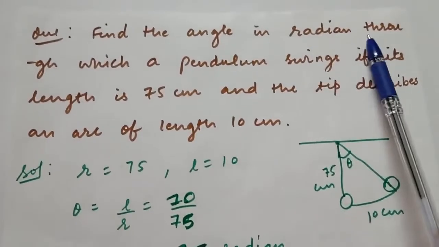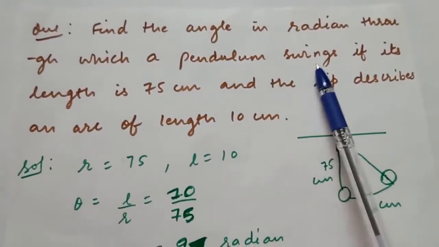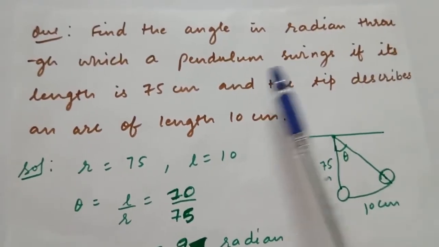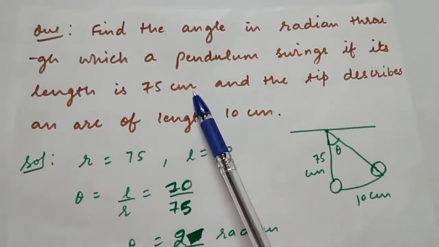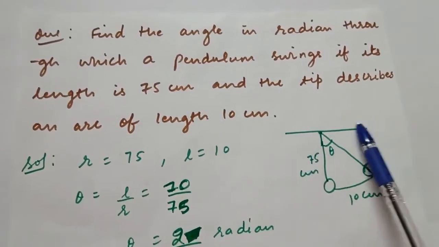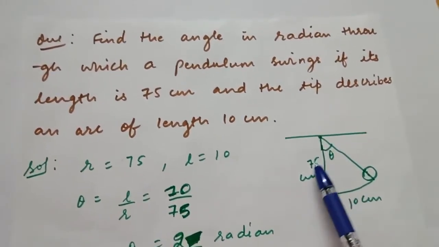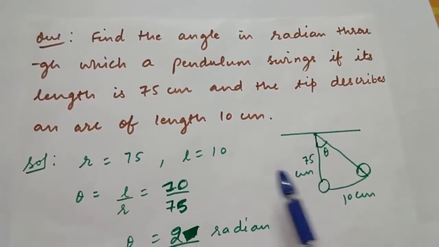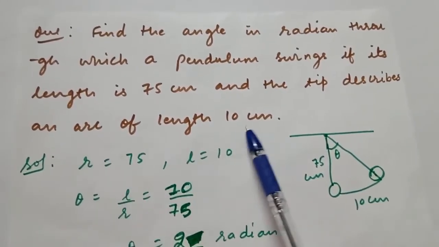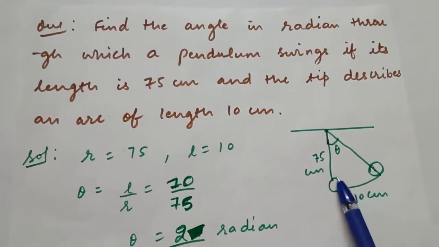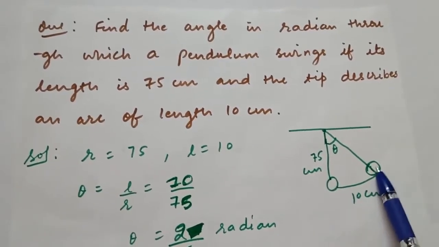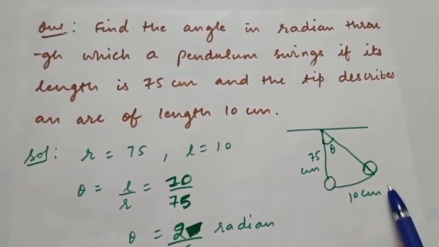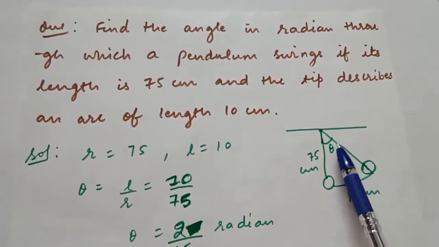Find the angle in radians through which a pendulum swings if its length is 75 centimeter. If this is the pendulum, the length of the pendulum is 75 centimeter and the tip describes an arc of length 10 centimeter. When this pendulum moves, this tip describes an arc of length 10 centimeter. We have to find the angle in radian.